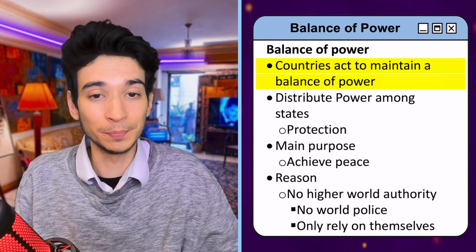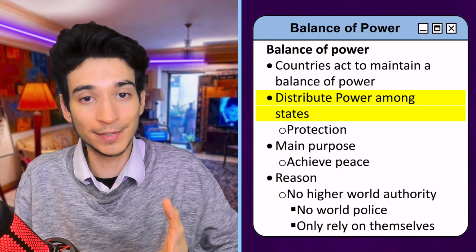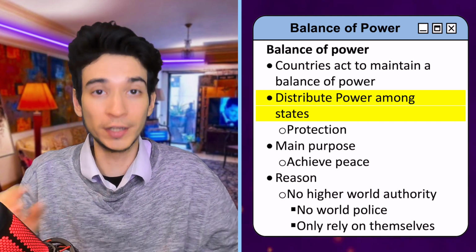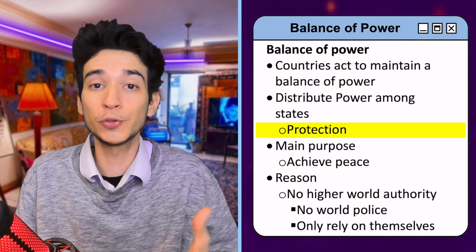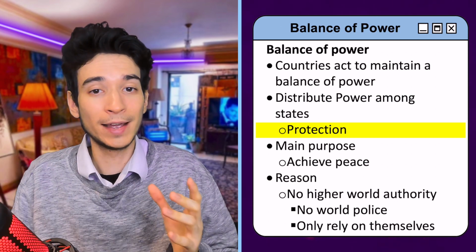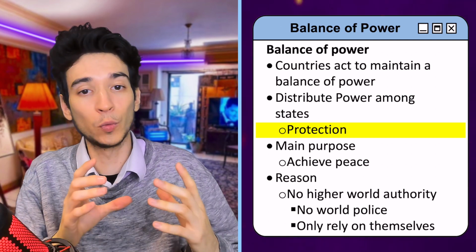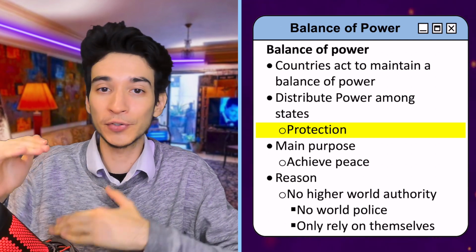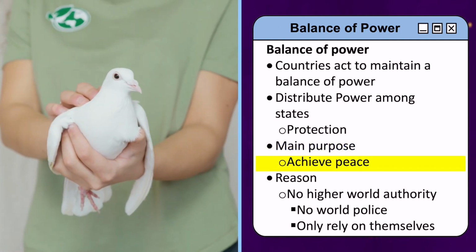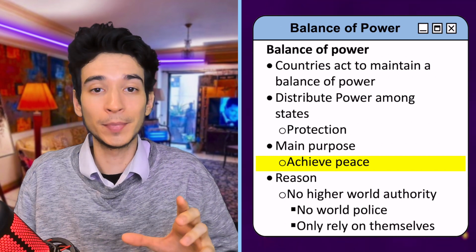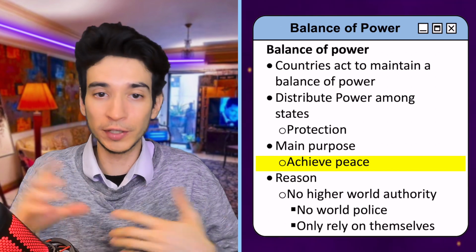the international system. And this is done by distributing power among states into equal or unequal shares. And by doing this, countries or a group of countries can protect themselves against other countries or a group of other countries by matching their power against the power of the other side. And the main purpose of the balance of power is to achieve peace by creating a system where there is not one country that can dominate over all the others.